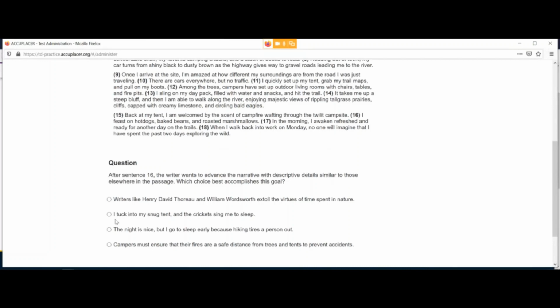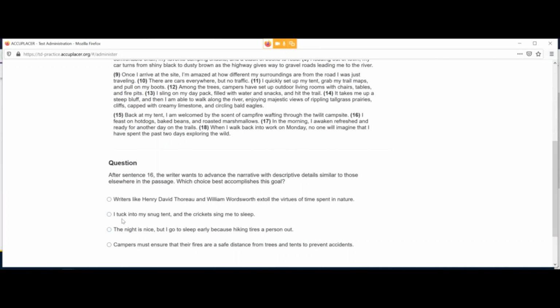I know I'm always ready to rest after I eat, so a little adjective here, snug tent, and then a little kind of a metaphor, personification of the wild, or the insects there, the crickets sing me to sleep. So I kind of like this as a possibility.